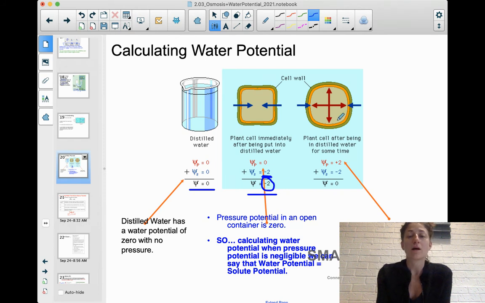After a while, the plant cell is going to create something called turgor pressure, which we're not going to talk about. We're not going to have to figure this out necessarily in this unit, but you will be given pressure if it's ever there. Something to note: we know this. Pressure potential in an open container is 0. That's what we see here. So there's no pressure that's acting on this yet. So when calculating water potential, when pressure potential is negligible at 0, we can say that water potential equals the solute potential. So all you have to do is calculate your solute potential, which is what we're going to do today.